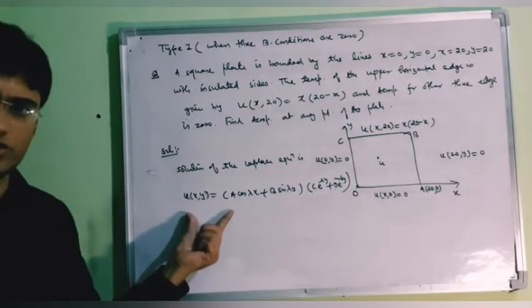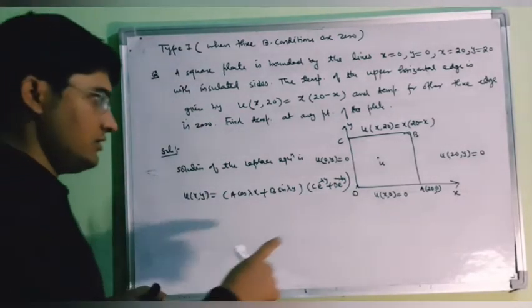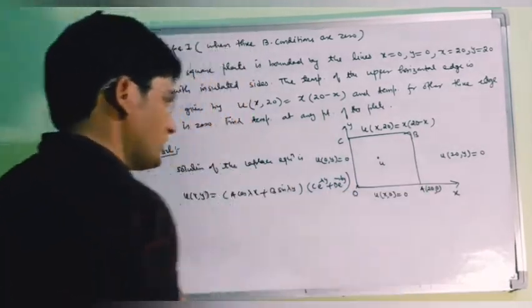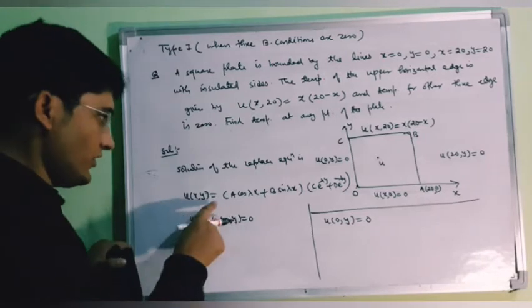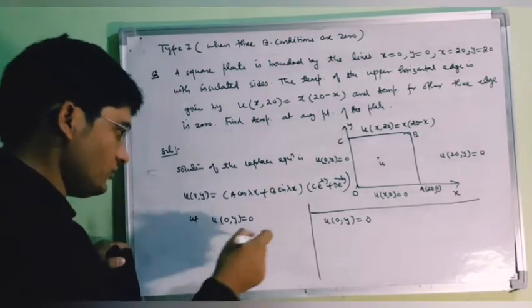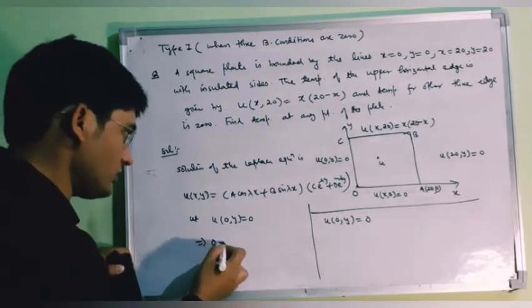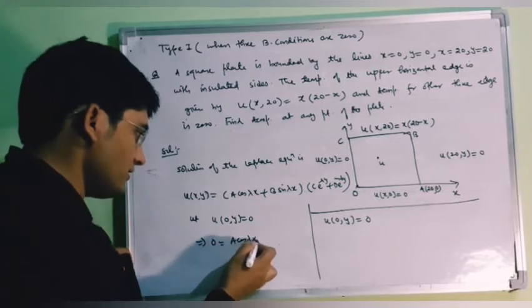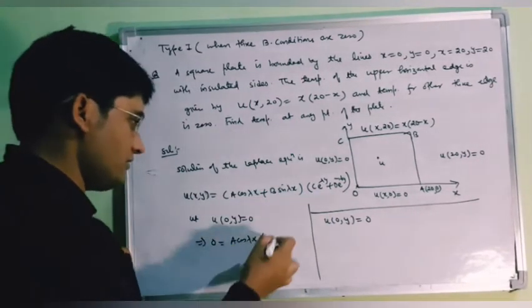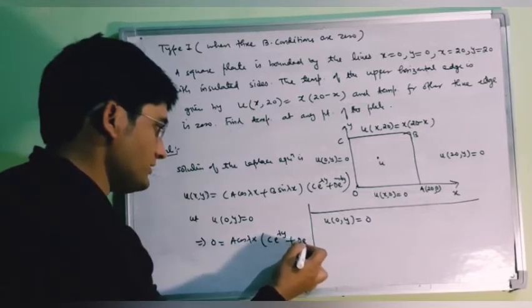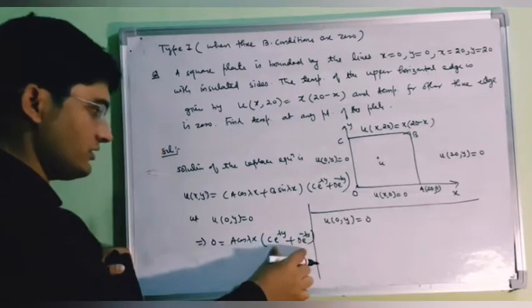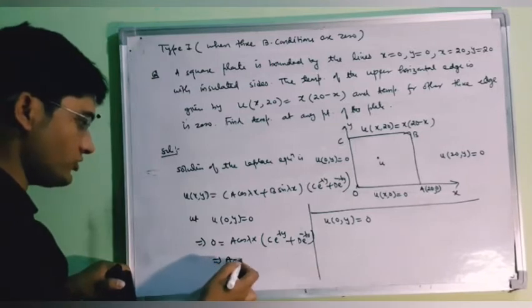Now if this is your solution, then use the boundary conditions one by one. Let us start with when your x is 0, this will be your sin 0. So we will have 0 equal to a cos lambda x. Then here y is fixed, so this will be your c e to power lambda y plus d e to power minus lambda y. So from here this is non-zero, so we will have a equal to 0.